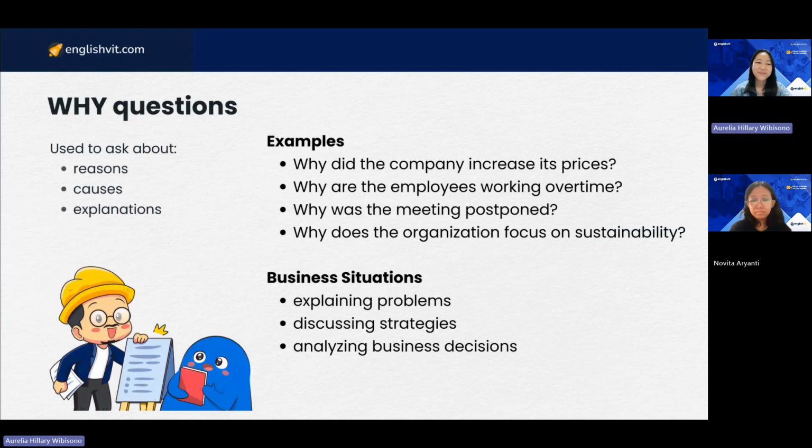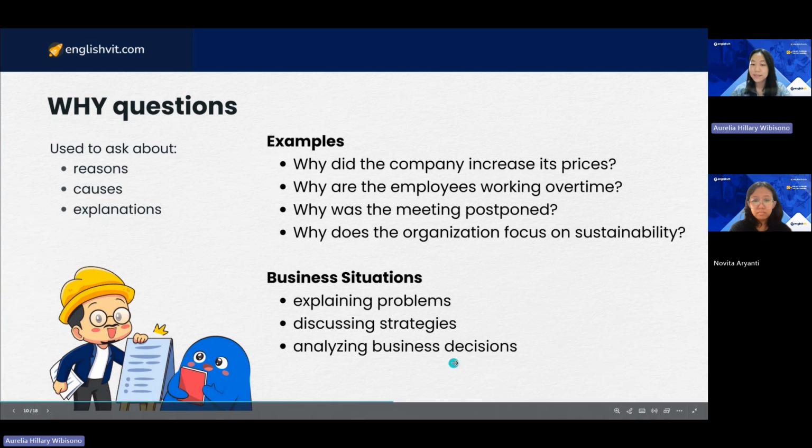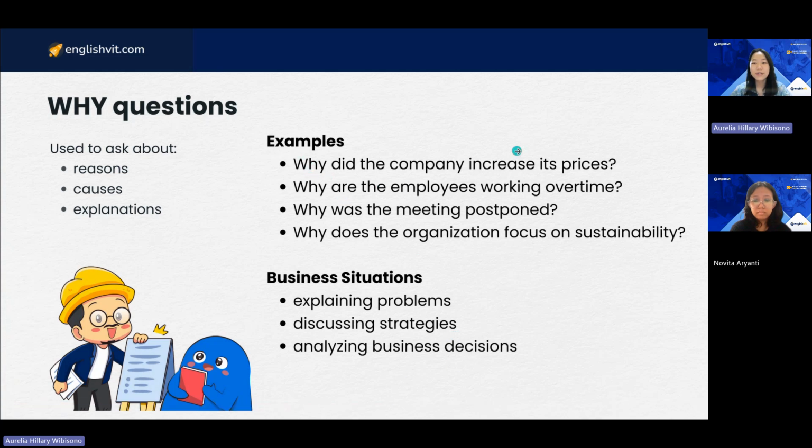This one is interesting. Used to ask about reasons, causes, explanations. Business situations: explaining problems, discussing strategies, and analyzing business decisions. For example, why did the company increase its prices? Because of the inflation. Why are the employees working overtime? Because there is a bug related to the project.